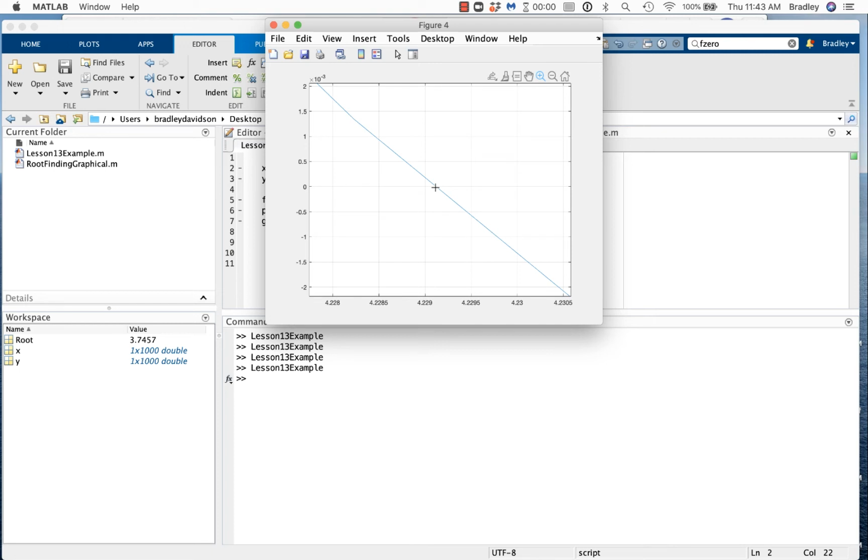So 4.229 and 4.2295. We'll zoom in one more time. And 4.2291, 4.2292. Let's keep on going. Let's get that 4th decimal place. So 4.2291, 4.2291.